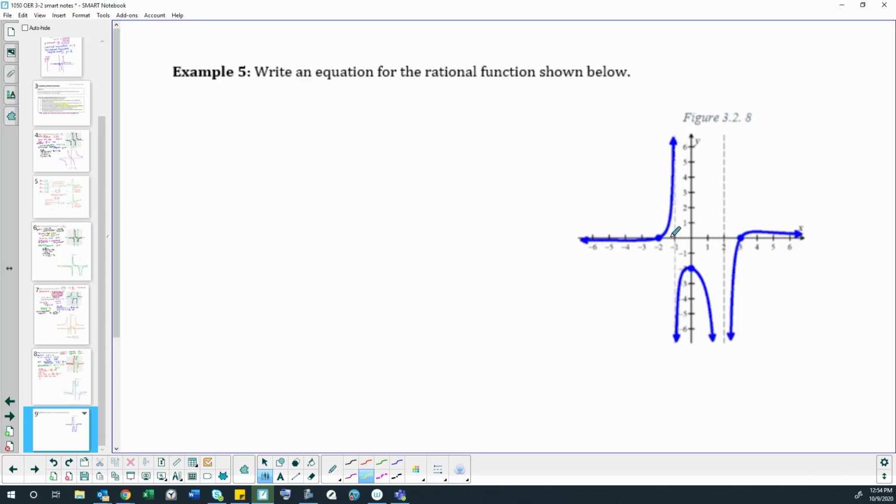We've got an x-intercept at -2. We've got an x-intercept at +3. Based on those x-intercepts, that's going to help us know about our numerator. So the numerator would come from the zeros -2 and +3, which means we would have x plus 2 and x minus 3.